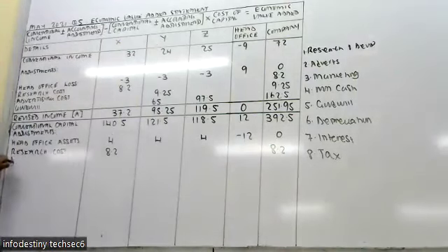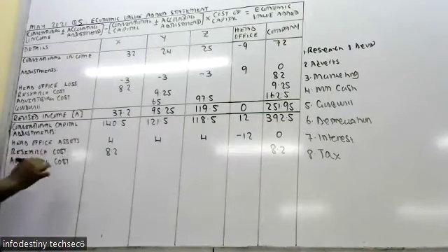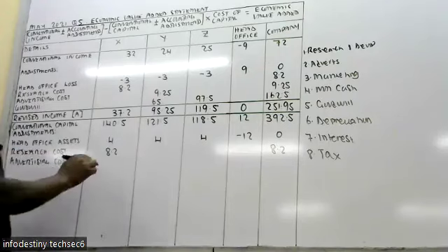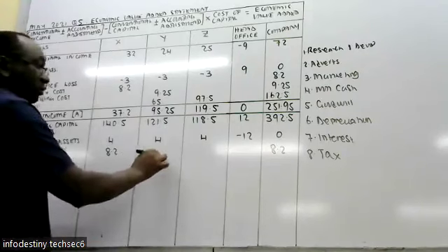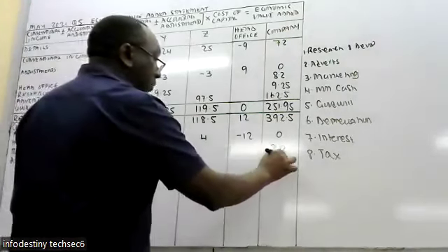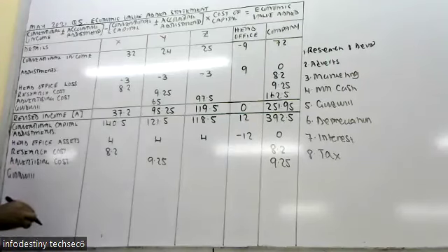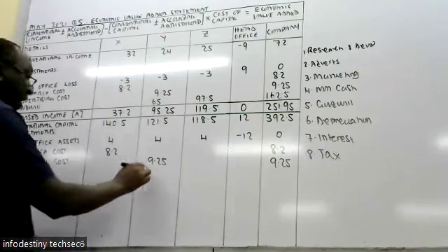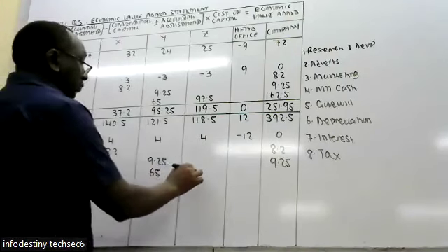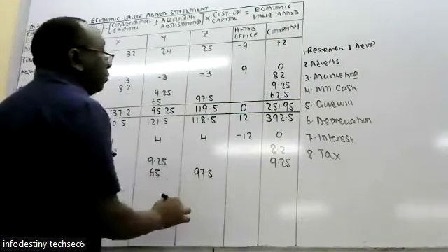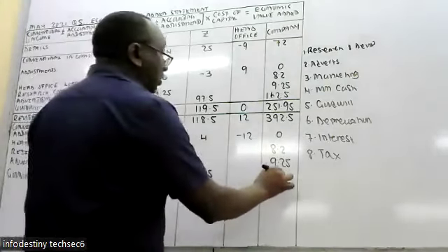Then advertising costs. Advertising cost is only in Y, 9.25. Then goodwill. Goodwill is 65, 97.5, 162.5.